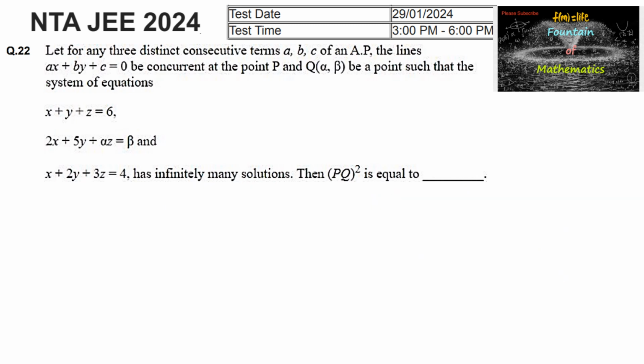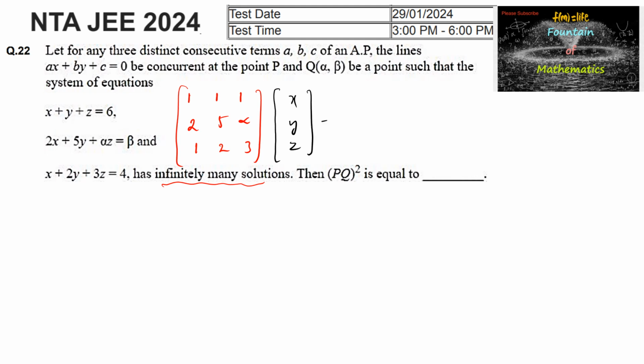Now consider the system of equations which is having infinitely many solutions. Let's write it in the matrix form: 1 1 1, coefficients of x y z in the first equation, and second equation 2 5 alpha, and 1 2 3, into the variable matrix x y z, which is equal to the constants 6 beta and 4.